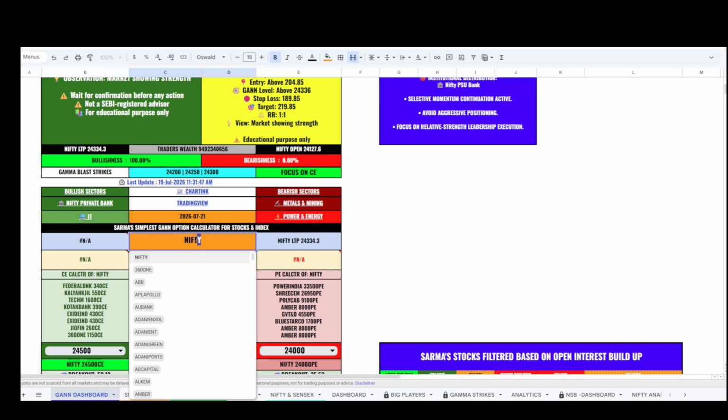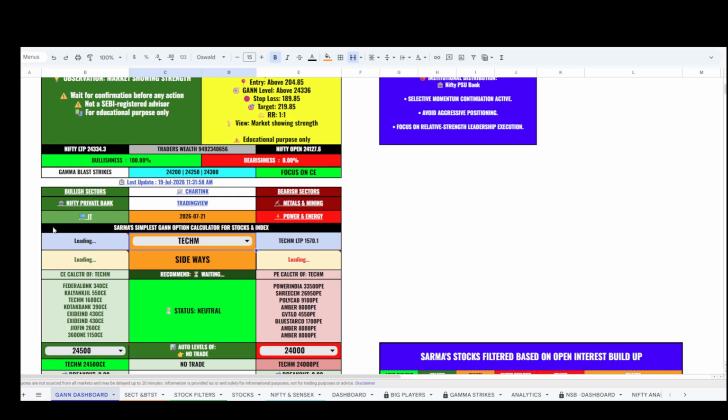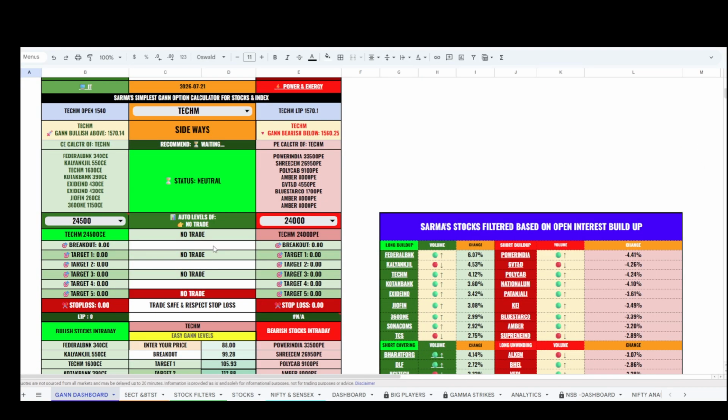Now if we want to trade, say in the morning we got some other stock, say Infosys or Tech M. Okay, let us talk about Tech M because the IT sector was bullish. You can see this IT sector is bullish over here. You can just go over here, and once I select Tech M, it will let me know whether it is bullish or bearish, and then it will give me an idea whether to trade or not.